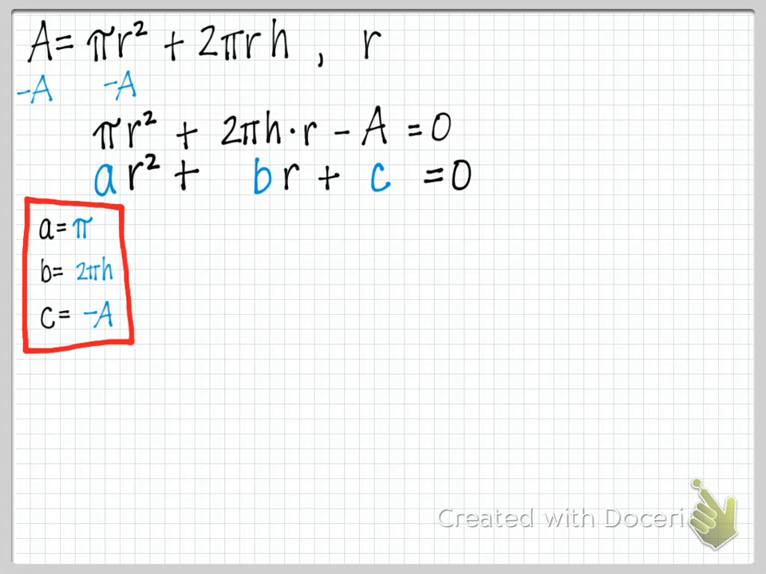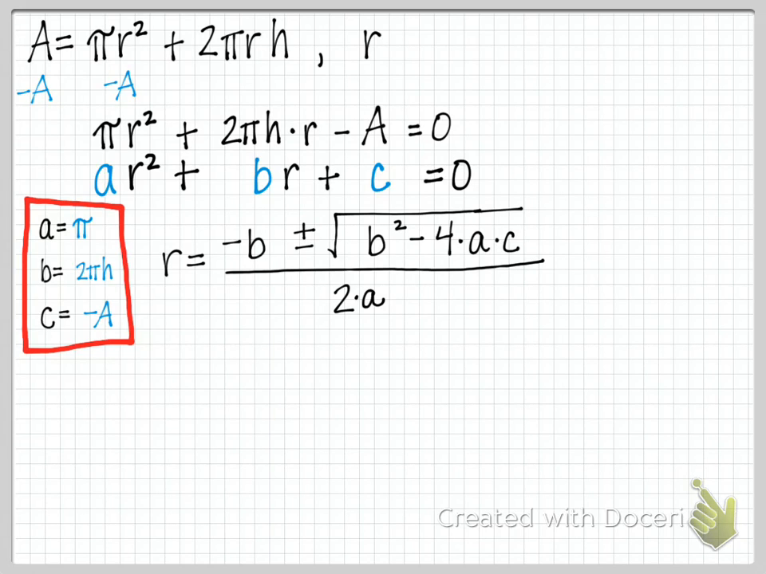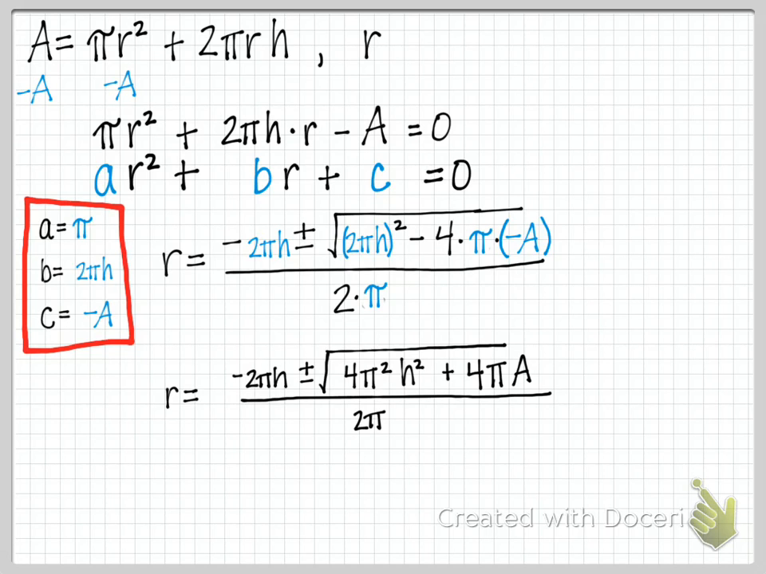And so that's to identify that our a is pi, our b is 2 pi h, and our c is negative a. Once we know that, we're going to use the quadratic formula, substitute in for the b, the a, and the c. Then we're going to collect like terms and simplify the whole thing as much as we possibly can. So this 2 pi h, remember that'd be 2 squared, pi squared, and h squared. So we got 4 pi squared h squared.